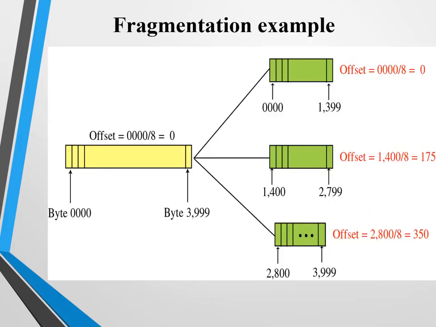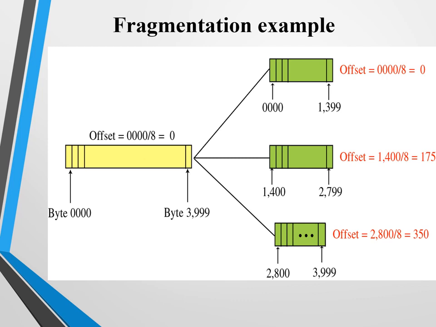Fragmentation example, here you can see that we have the 0000 bytes to 3999 bytes है. Offset आपके पास जो है that is 000. इसको हम 8 के साथ divide करेंगे which is equals to 0. अब यहाँ पे आपके पास जो है वो देखें कि इसके 3 fragments हैं. First one is from 000 to 1399, again offset 0000 divided by 8, that is equals to 0. नेक्स्ट वन आपके पास जो है 1400 से स्टार्ट होता है, उसको हमने 8 से नंबर ऑफ बाइट से डिवाइड किया, दैट इज इक्वल्स टू 175.